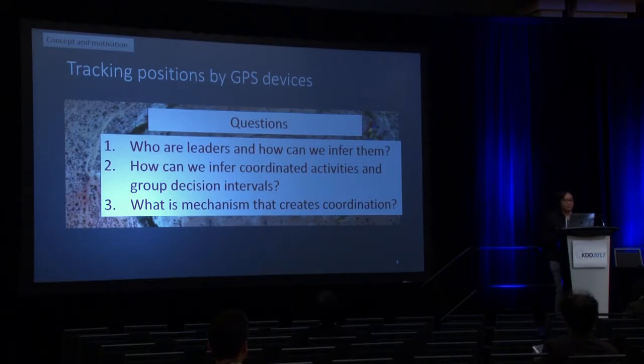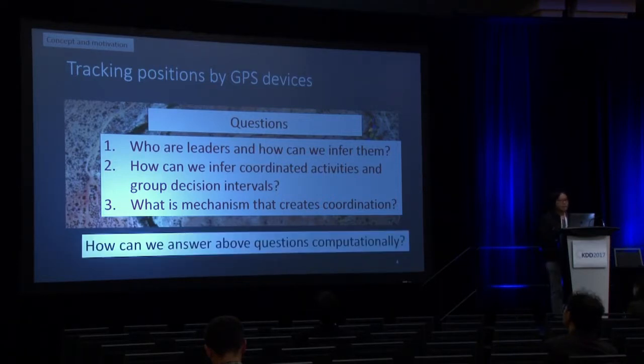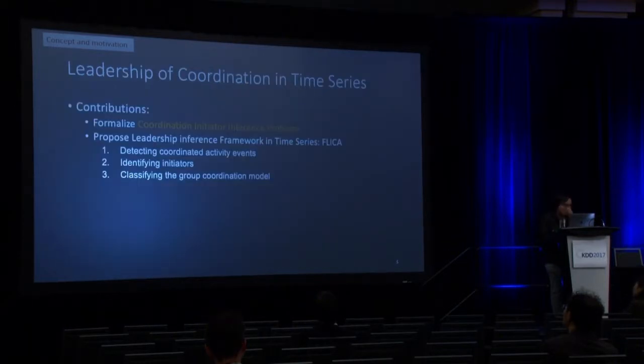How can we infer coordinated activities and group decision intervals? And lastly, what is the mechanism behind that creates the coordination? Do baboons have a democracy? Do they vote when they feel hungry and want to go to the feeding site? Or do they just use a dictatorship model? And lastly, how can we answer the above questions computationally?